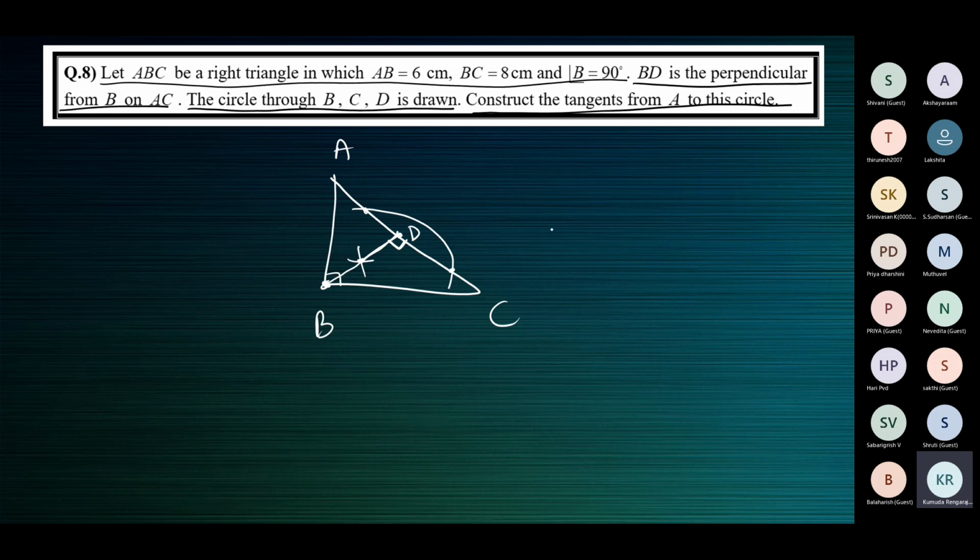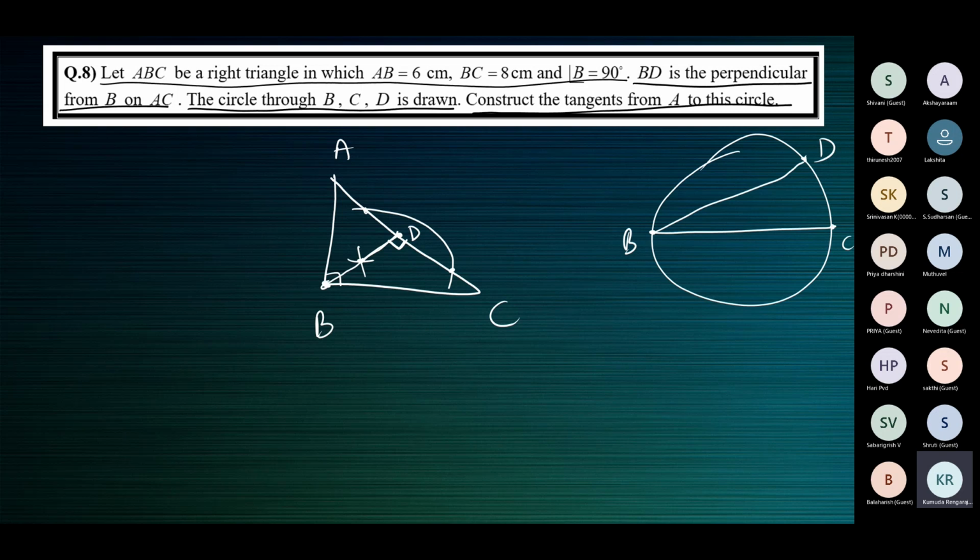What idea? Angle in a semicircle is a right angle. So if you want to draw a circle passing through B, C, and D, this is B, C, and this is D. You want a circle passing through B, C, D like this. This is already 90. So angle in a semicircle is a right angle. If you have to draw a circle passing through B, C, and D, then BC should be the diameter.